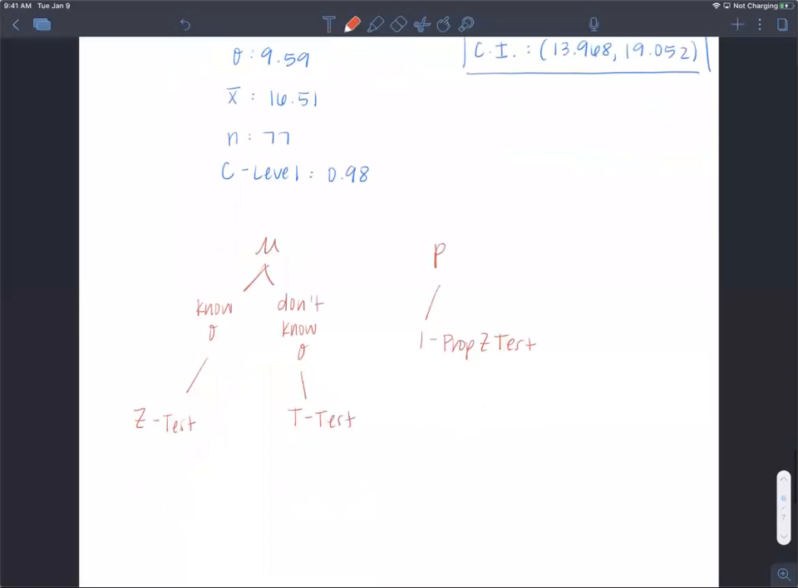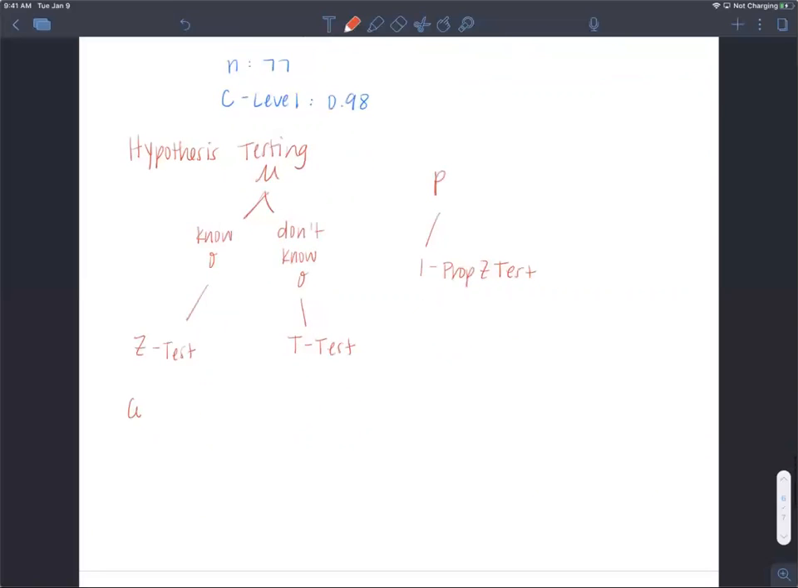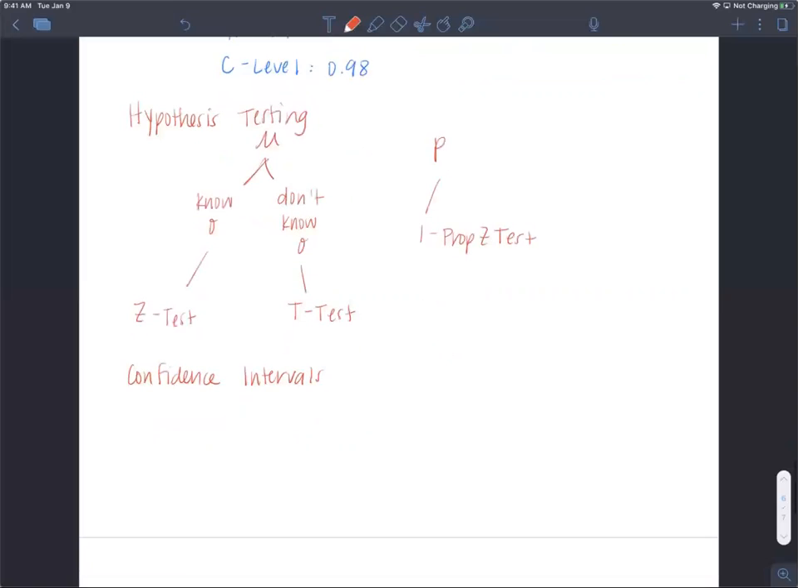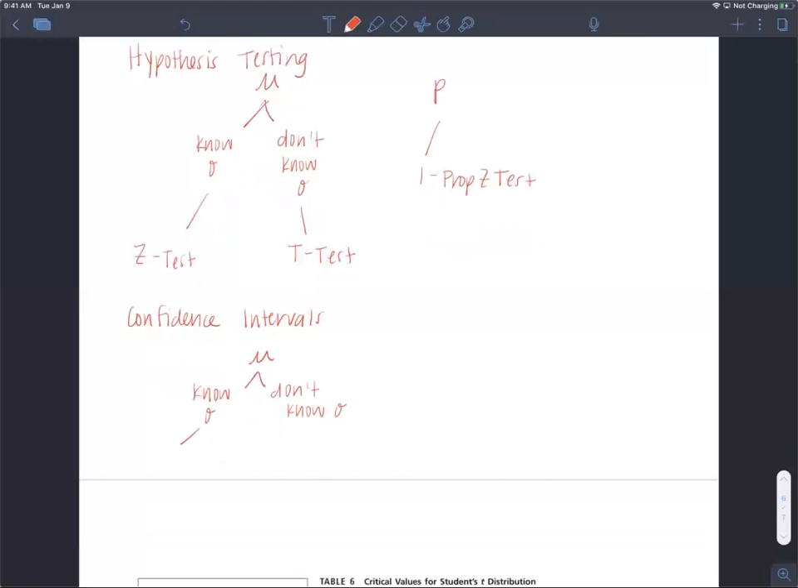So this is for hypothesis testing. We can make something almost exactly the same for confidence intervals. We haven't actually done the P for confidence intervals, but just pretend that you know what I'm talking about. Again, if you're estimating mu, you have to break it down into these two things: either you know sigma or you don't know sigma. If you know sigma, you're going to use Z interval. If you don't know sigma, you're going to use T interval.